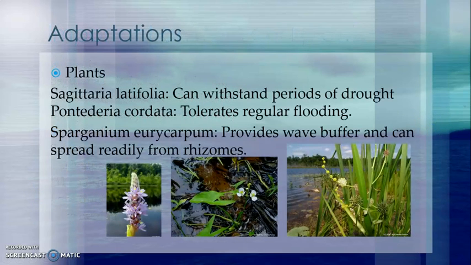Plant adaptations. The Sagittaria can withstand periods of drought, and this is the picture of that plant. Then the Ponditaria, which is this plant, tolerates regular flooding, and then the Sparganium, which is a kind of grass or shrubbery, provides a wave buffer and can spread readily from rhizomes, and that's this plant here.